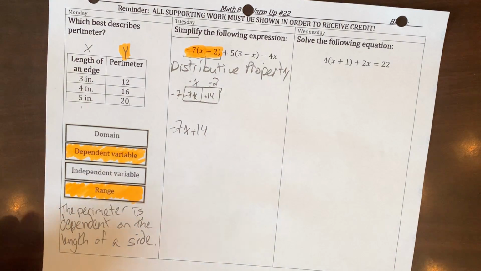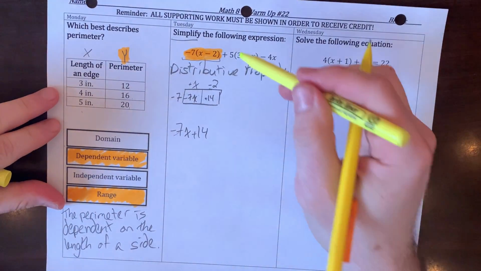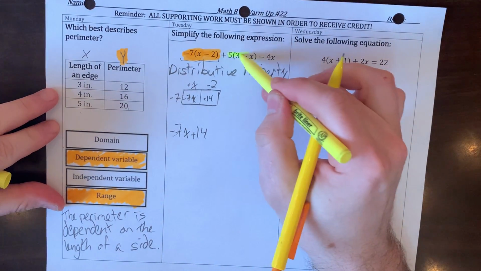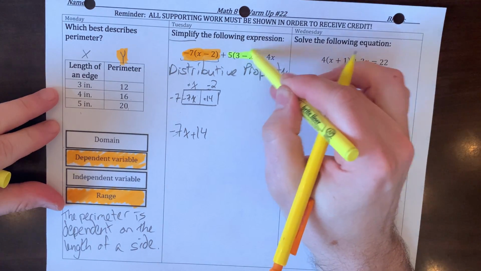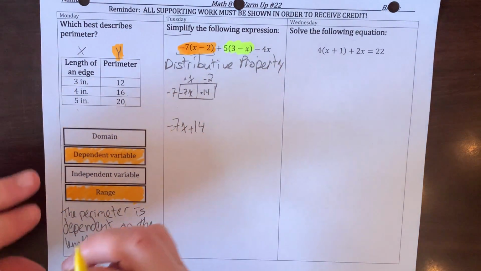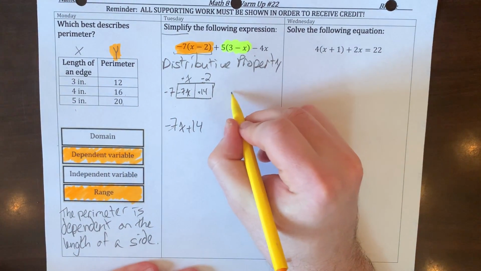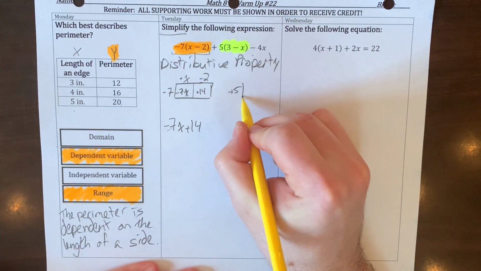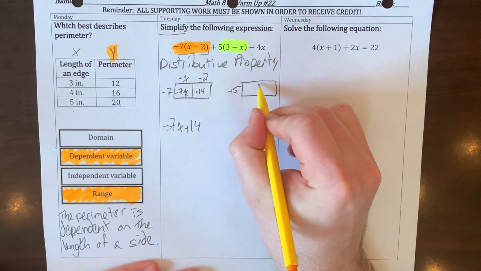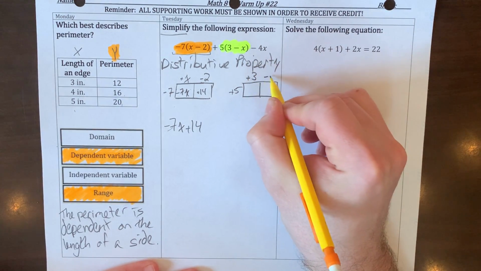Same kind of idea. Let me actually use a different highlighter. Same kind of idea. What we're gonna do is this. I'm gonna highlight that next amount that I'm going to multiply by. I have a +5 on the outside, and I'm multiplying by each of the inside terms. And so on top I have +3 and a -x.